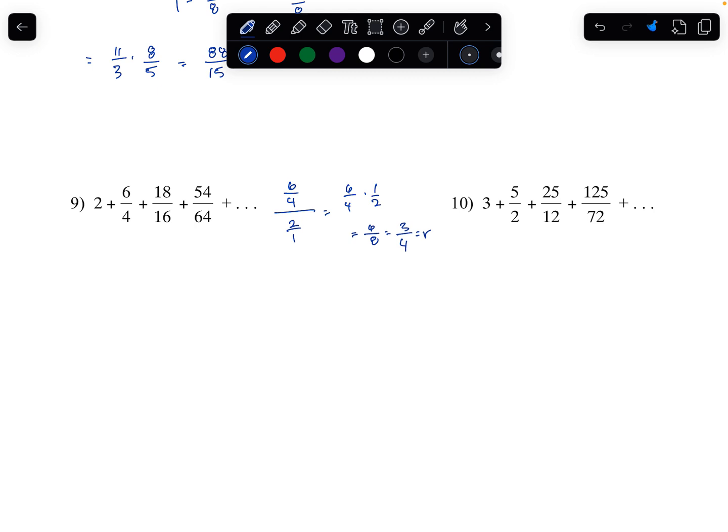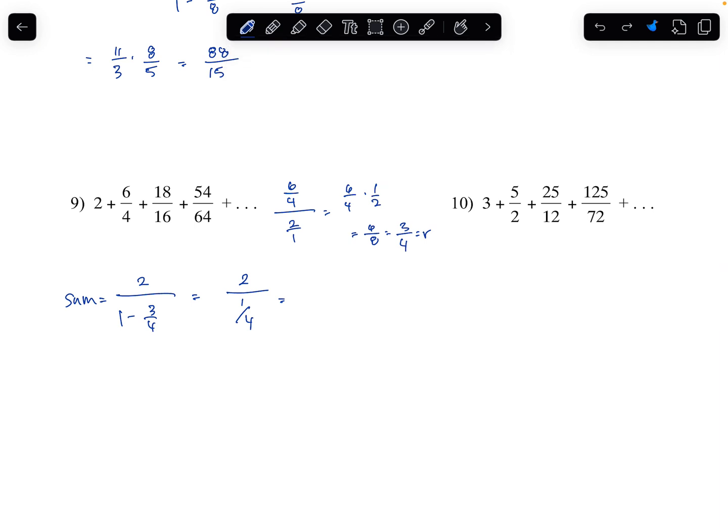Okay, and so the first term is 2, so I'll say that the sum is equal to 2 over 1 minus 3/4. That would be equal to 2 over 1/4. So 2 over 1, keep, change, flip. And then I get that this sum is going to be equal to 8. Why does that seem a little off? 1 divided by 1/4. No, that seems right. That's right. Okay.